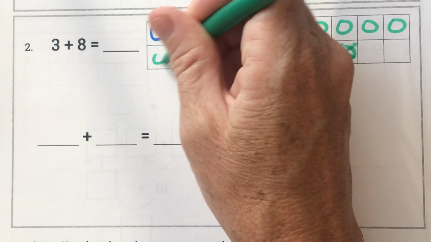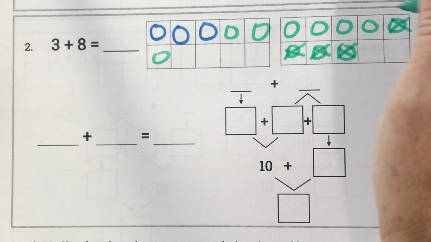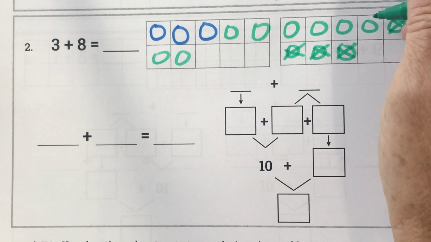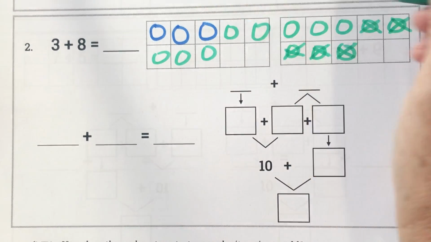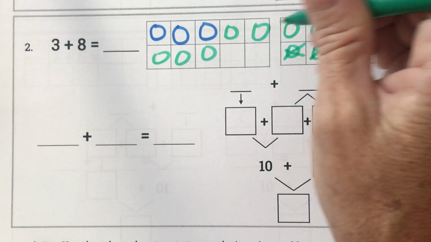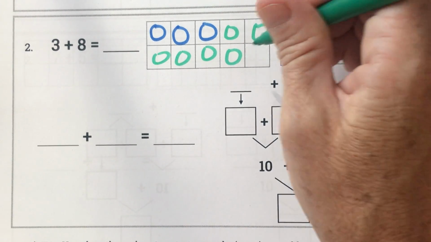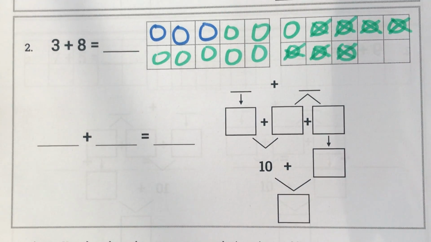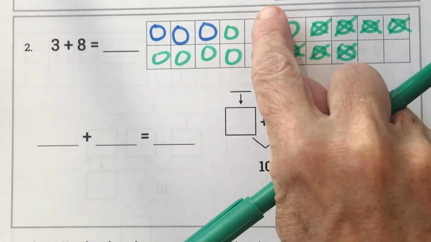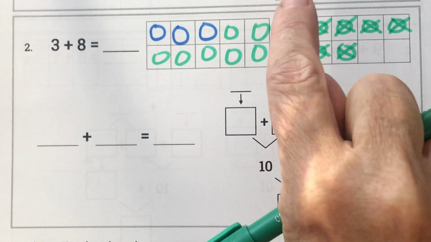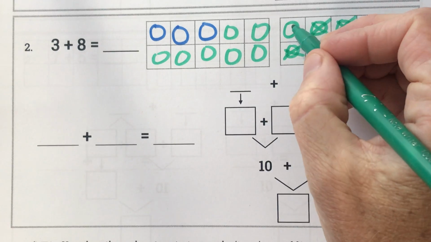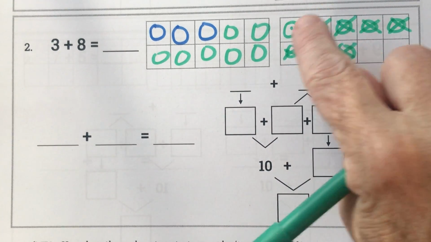Let's take that one and move it over there. Let's take that one and move it over there. Let's take that one and move it over there. And that one and move it over there. And that one and move it over there. Okay. So now I have one full base 10, so I can say I have 10 and 11. I only have one on this side, so my sum is 11.